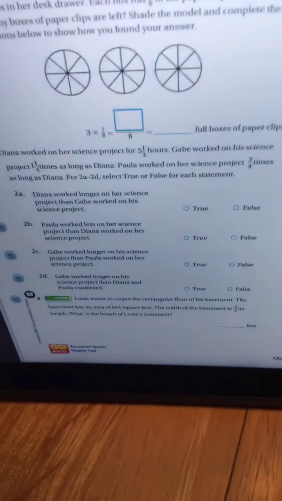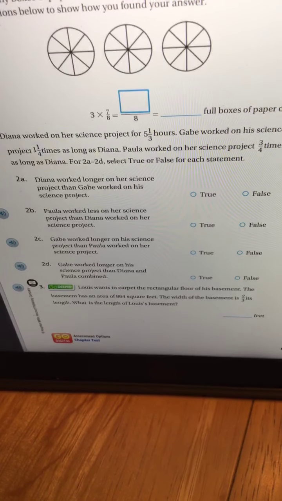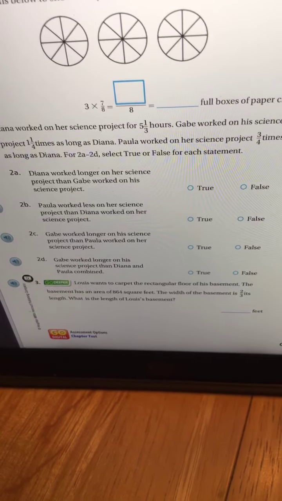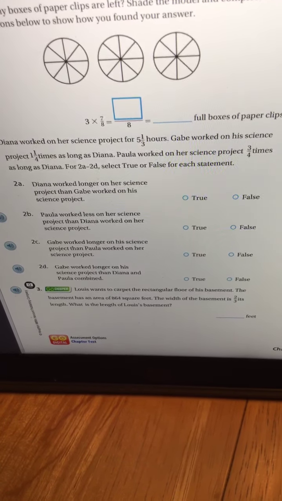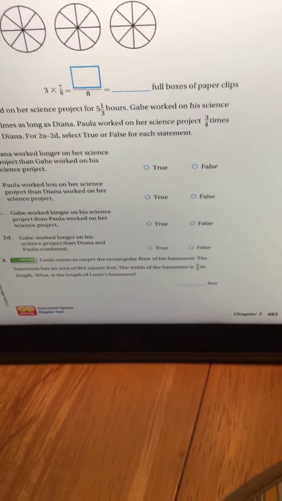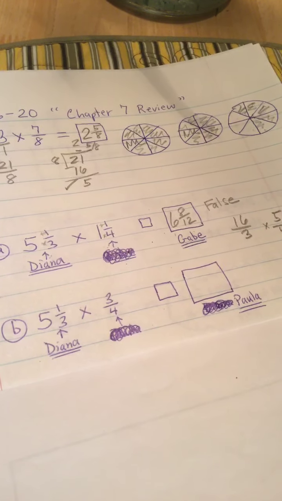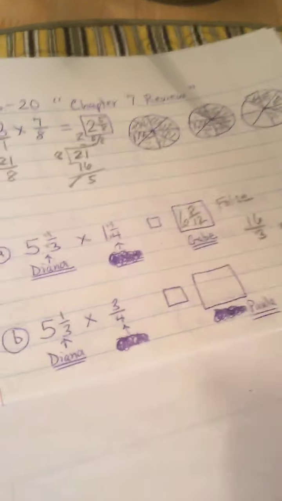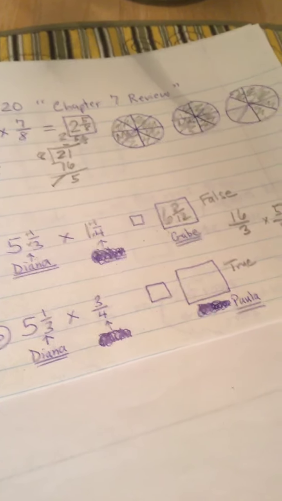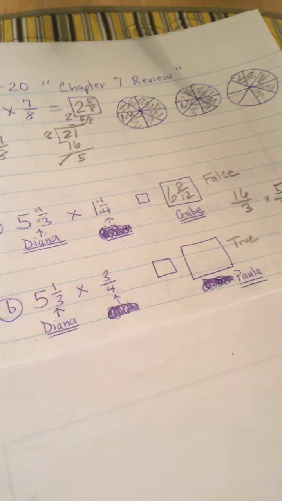Let's see Paula. Now we already talked about Paula. It says Paula worked less on her science project than Diana worked on her science project. Well, if Paula worked 3/4 times as long, like it says there at the top, 3/4 is smaller than 1 whole. So look here. What's going to happen when I take Diana's number again and multiply it by a fraction less than 1? Would you say that it's going to be less? Paula worked less? That's true. She did work less because we know it already because we're multiplying 3/4 times that amount.